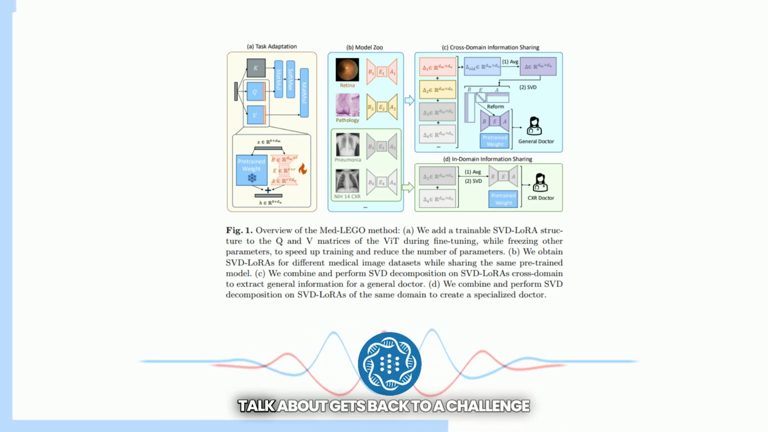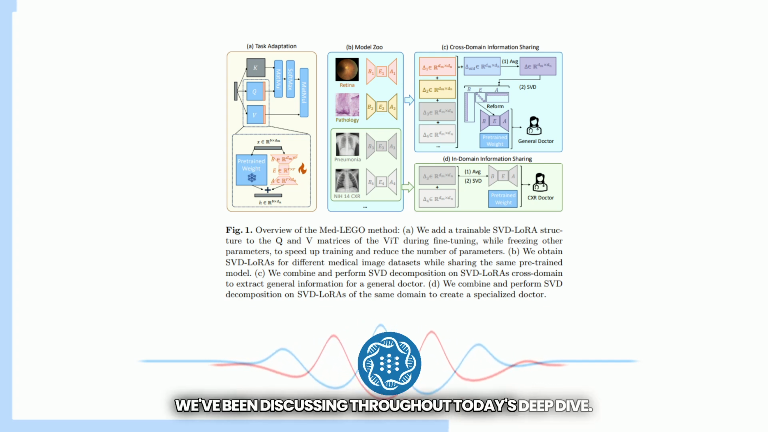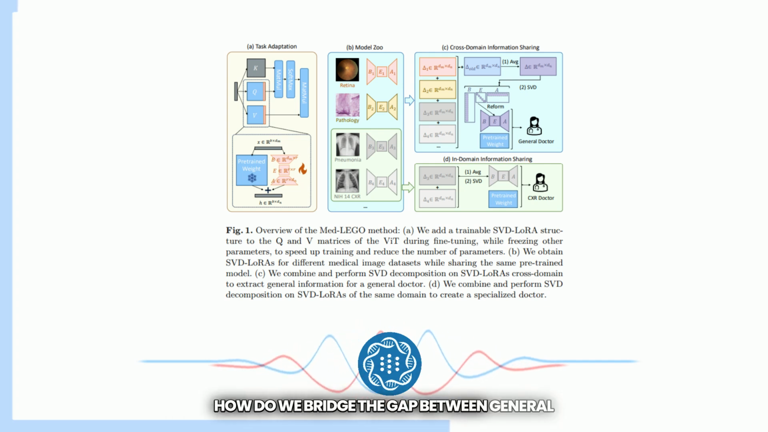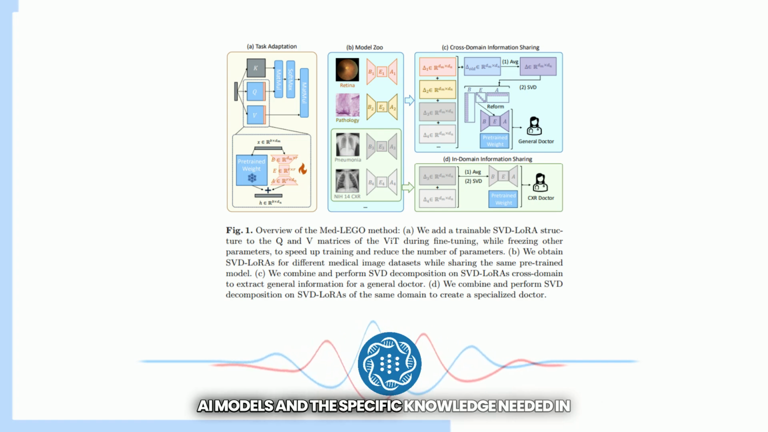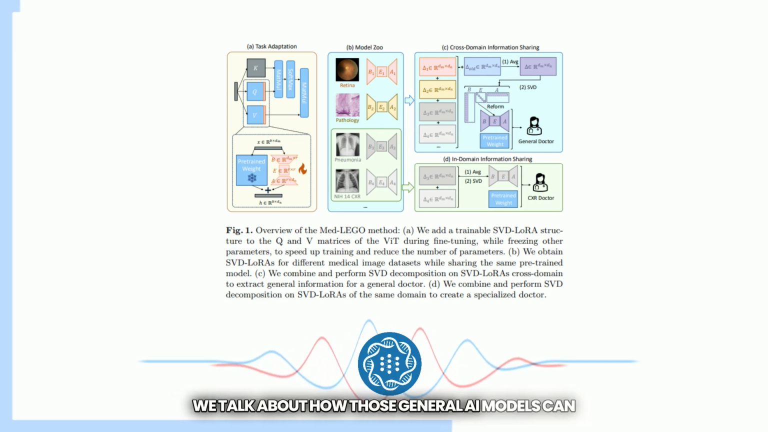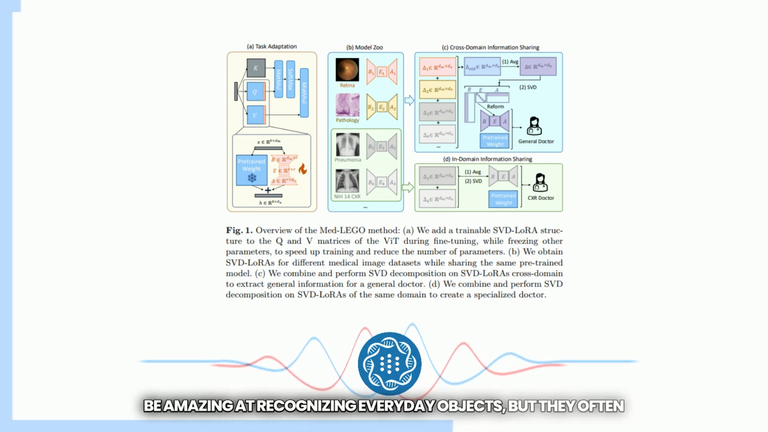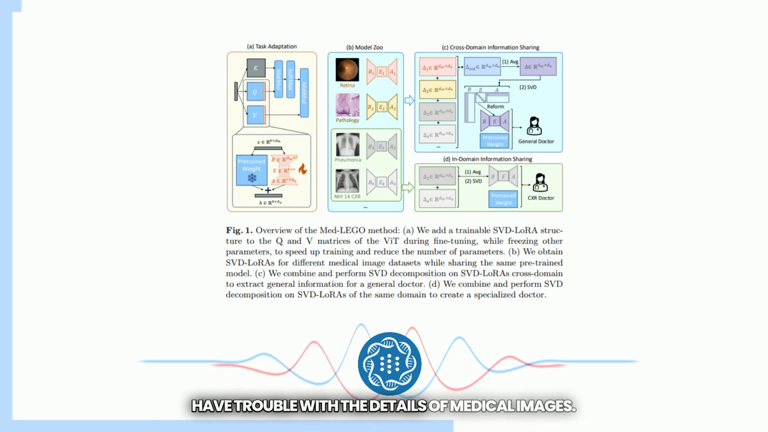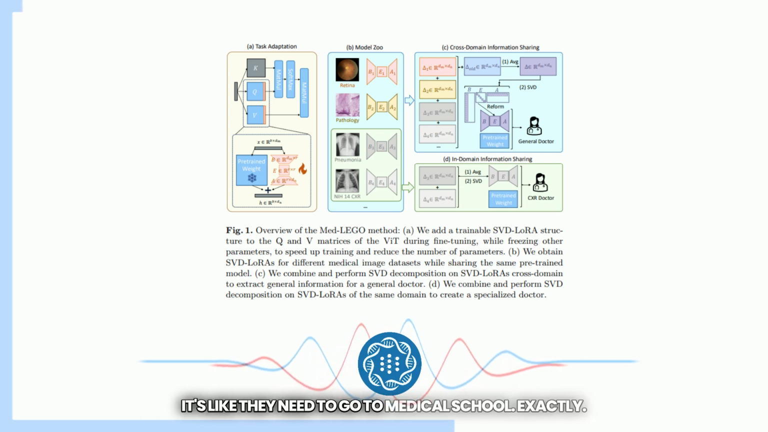Now, this next paper we're going to talk about gets back to a challenge we've been discussing throughout today's deep dive. How do we bridge the gap between general AI models and the specific knowledge needed in certain medical areas, like medical imaging? Right. We talk about how those general AI models can be amazing at recognizing everyday objects, but they often have trouble with the details of medical images. It's like they need to go to medical school.